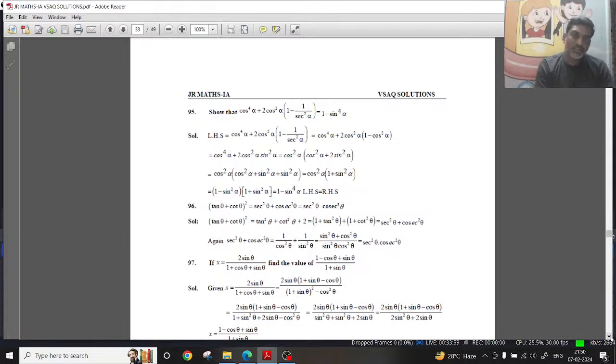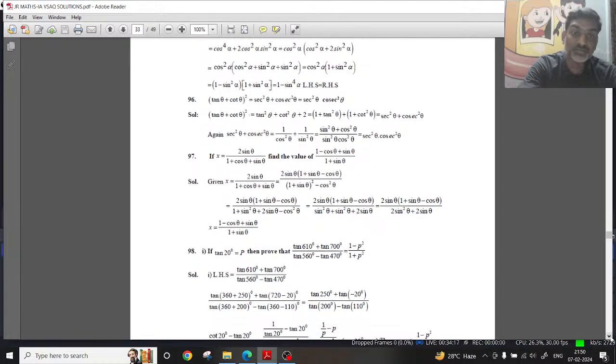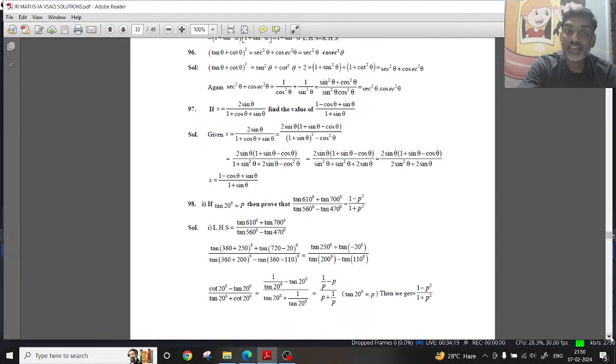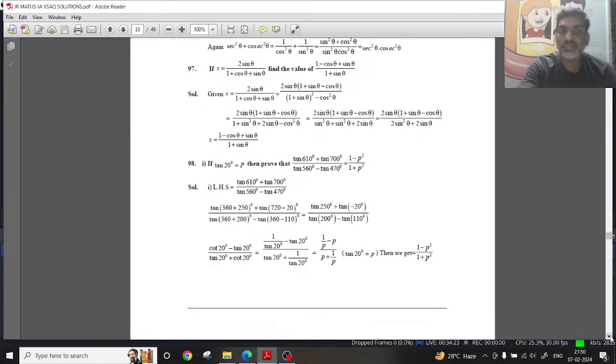97. X is equal to 2 sin theta divided by 1 plus cos theta plus sin theta. Then find the value of 1 minus cos theta plus sin theta divided by 1 plus sin theta. Yeah, just rationalize the denominator to get the answer. Yes. Rationalizing model also important, sir. And this question number 98, this model question is also important.